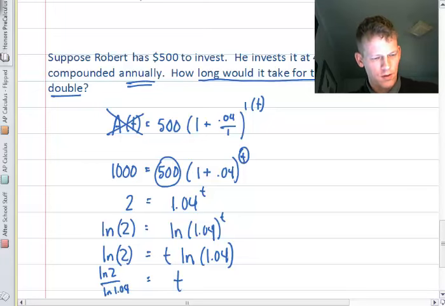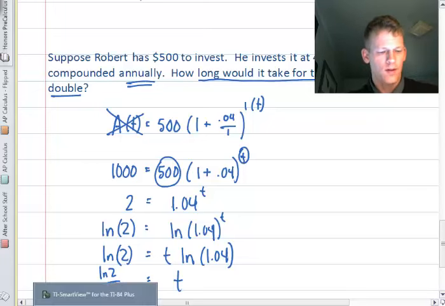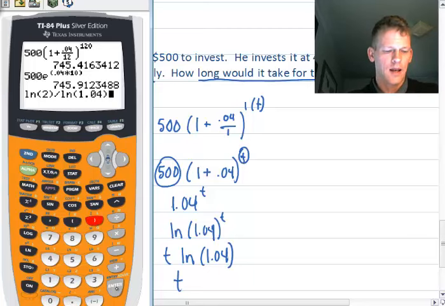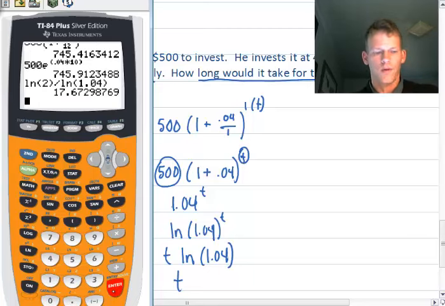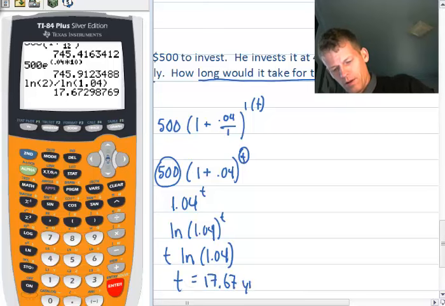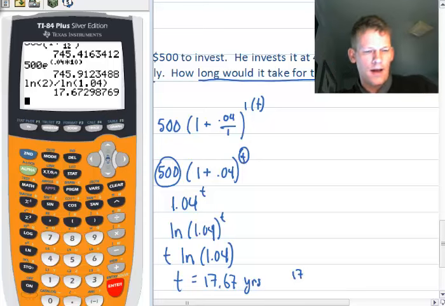And when I do that on the calculator, the natural log of 2, close the parenthesis, divided by the natural log of 1.04, we'll find out that the time frame needed for the money to double at 4% would be 17, and let's say 17 2/3 years. So the t would equal 17.67 years. So basically, that would be 17 2/3 years.